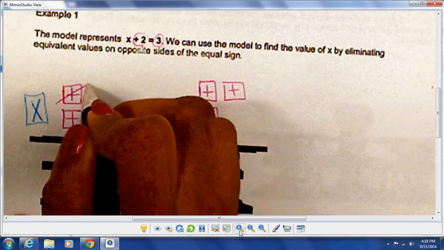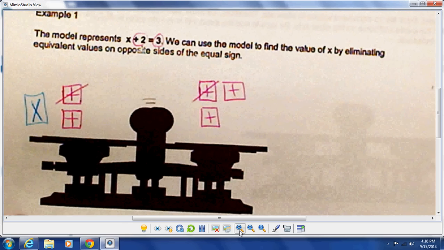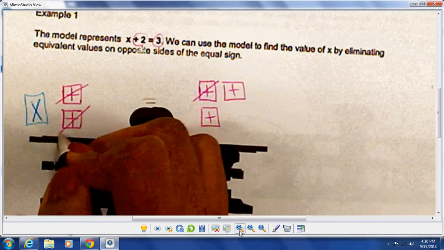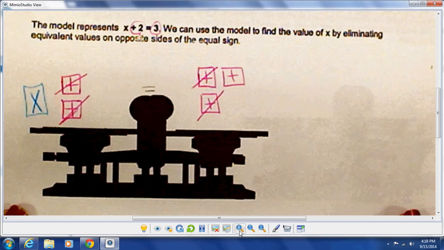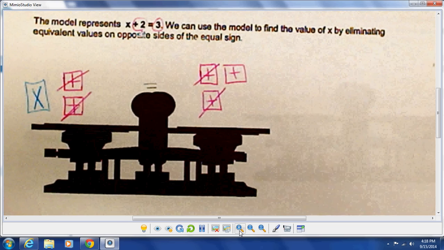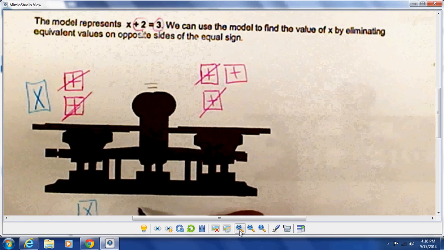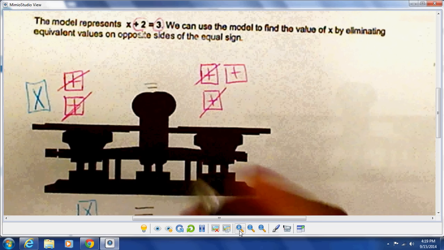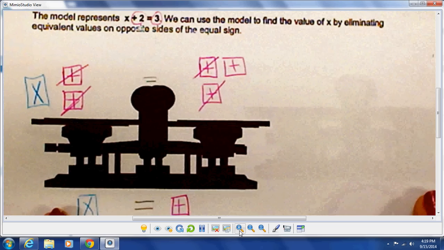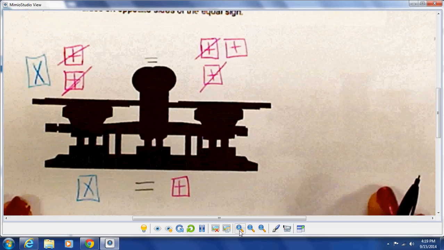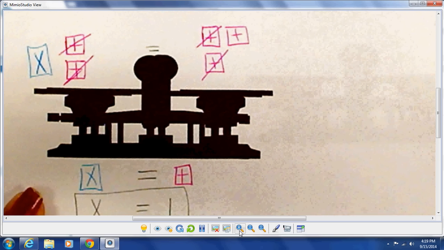So since I have a positive on the left and a positive on the right to match it, I will go ahead and remove those. I see that I have another positive on the left, and there's still another positive on the right side to match. So therefore, what I'm left with is my x. It equals this one positive that's left on the right side. So in numbers, we would translate that as x equals 1. That would be your final answer.